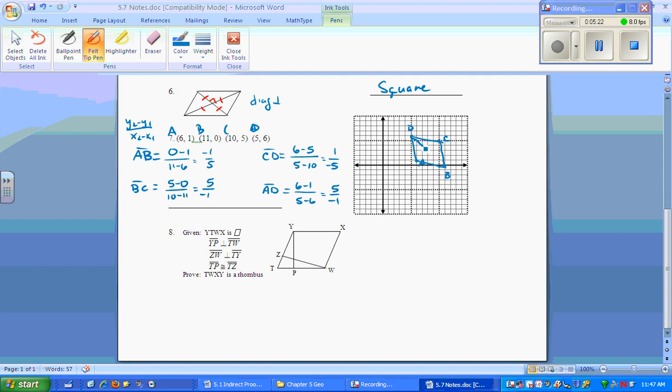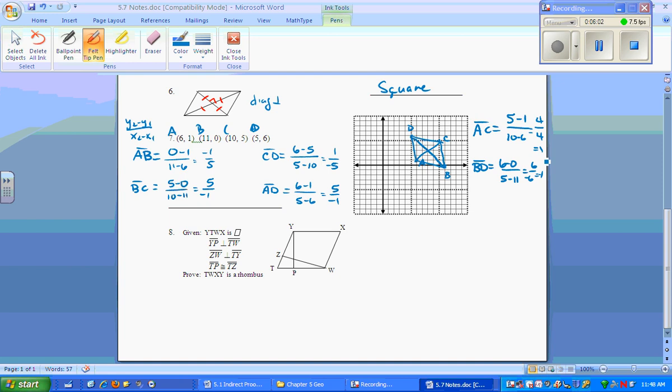The other two slopes that we're going to have to find for sure every time are the diagonals. So to continue, we'll get the slope of AC. Between A and C, that's 5 minus 1 over 10 minus 6, giving us 4 over 4, which is 1. And then BD ends up being 6 minus 0 over 5 minus 11, which is 6 over negative 6, which is negative 1.